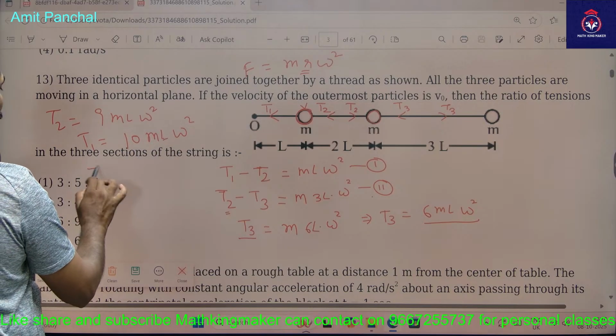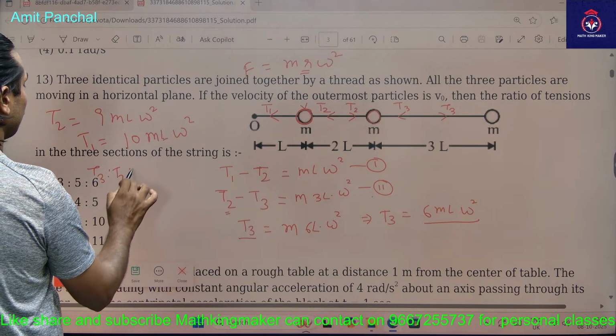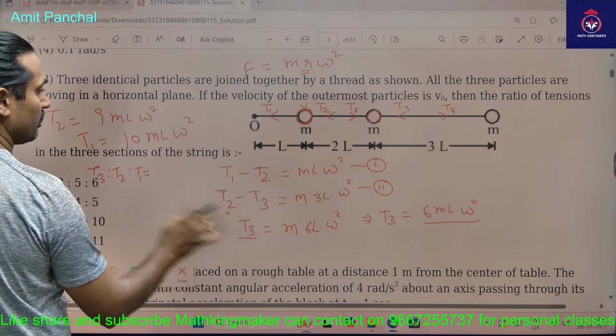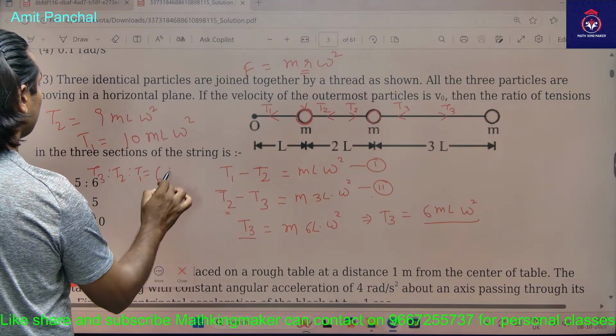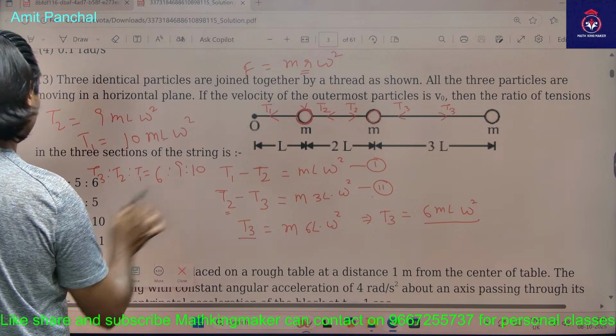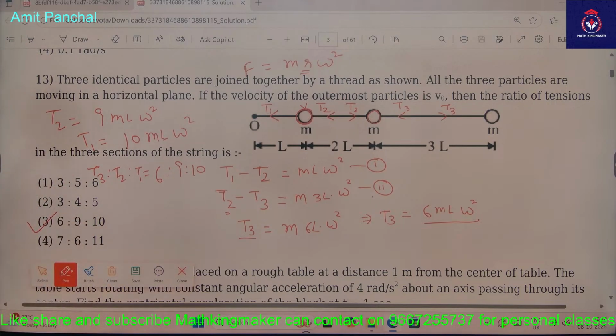So what is the ratio T3, T2, T1? T3 is 6, 9 and 10. So option number 3 is the correct answer.